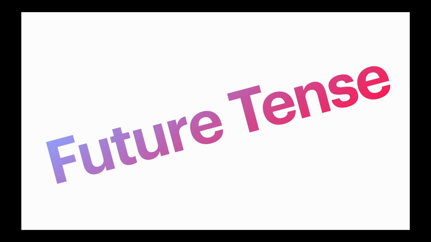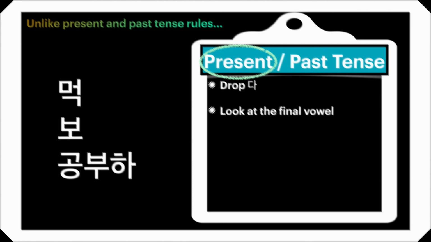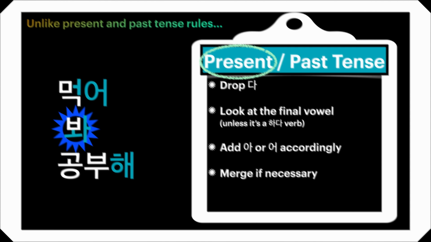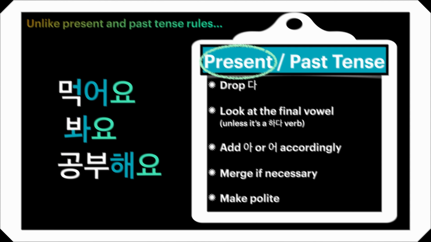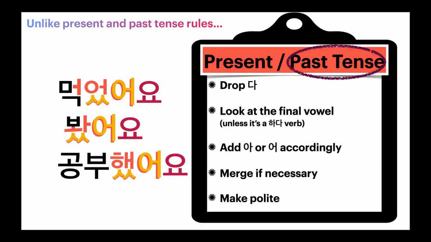Now, future tense in Korean is unlike the present and past tense rules. For present tense, you look at the final vowel, except in the case of a hada verb, and then you add either a or o accordingly, or you change ha into hae, and then in some cases you have to merge if necessary. And then finally you make it polite by adding yo. And for past tense we have to squeeze a sound in between the present tense conjugation and yo, and finished. Whew. Future tense is actually quite simple.